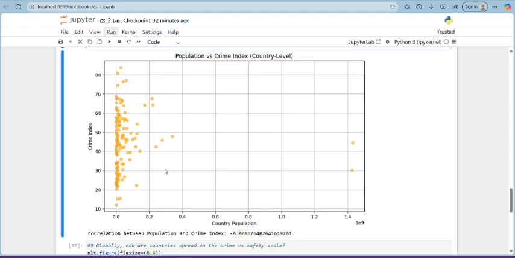These analyses give a clear picture of global crime and safety trends and show how Python helps make sense of larger data sets.